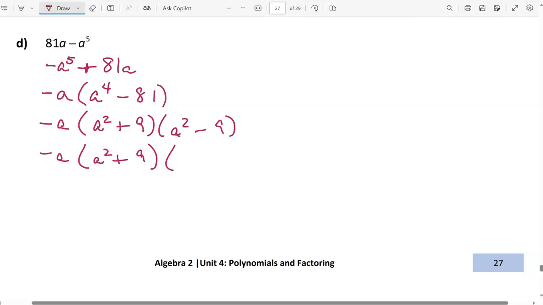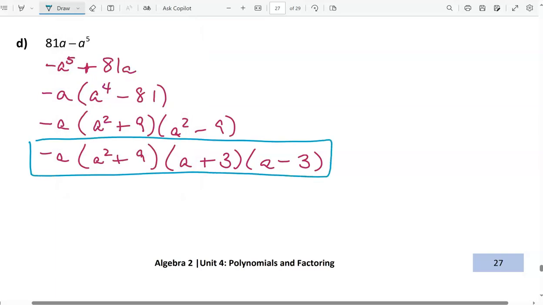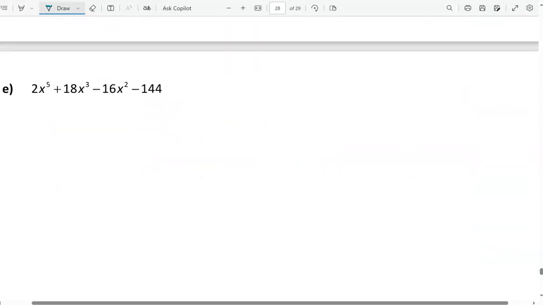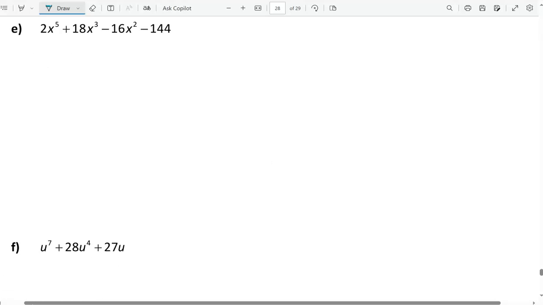A squared minus 9 again fits the difference of squares factoring pattern, so it will factor into a plus 3 times a minus 3. At this point, none of the factors can be factored again. In E, we have 4 terms, but before we begin, we need to check the order: x to the 5th, x to the 3rd, x squared, and no x's in the final term. That means it's already in the proper order.